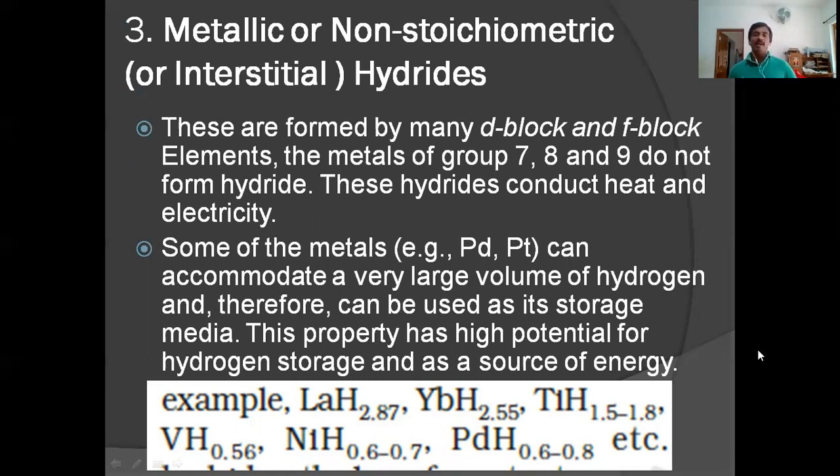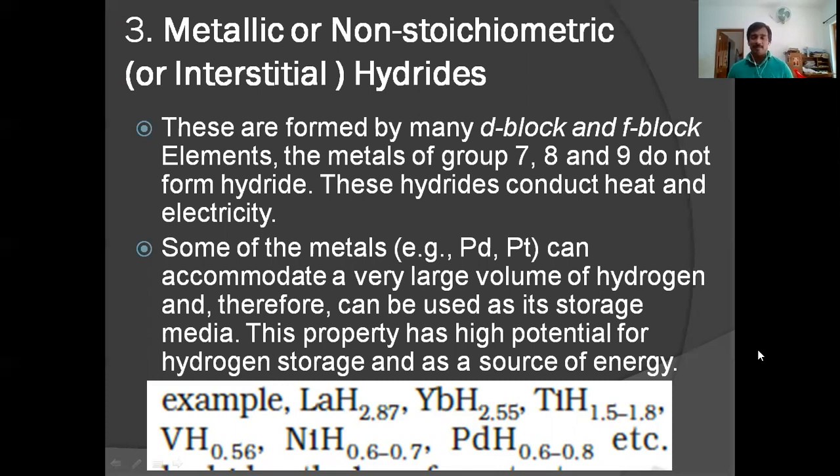And the third one, metallic or non-stoichiometric hydrides, or interstitial hydrides. These are formed by D-block and F-block elements. But at the same time, the metals of groups 7, 8, and 9, though they are D-block elements, will not form hydrides. These hydrides can conduct heat and electricity.